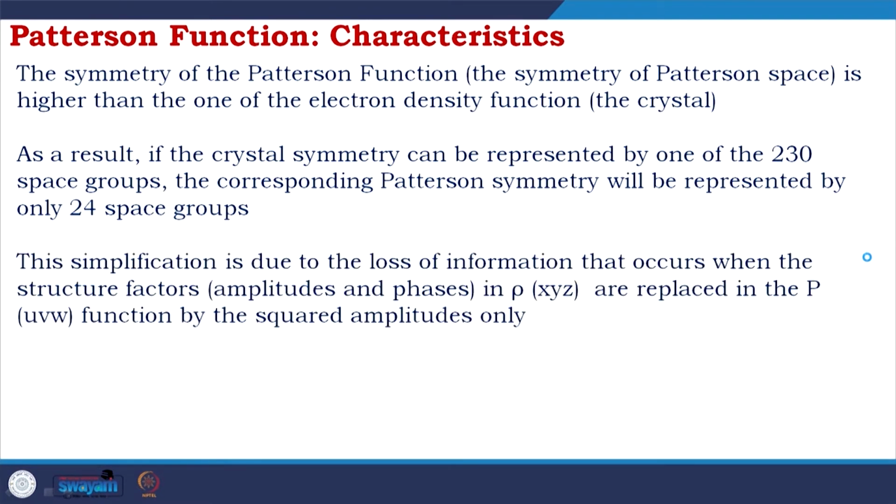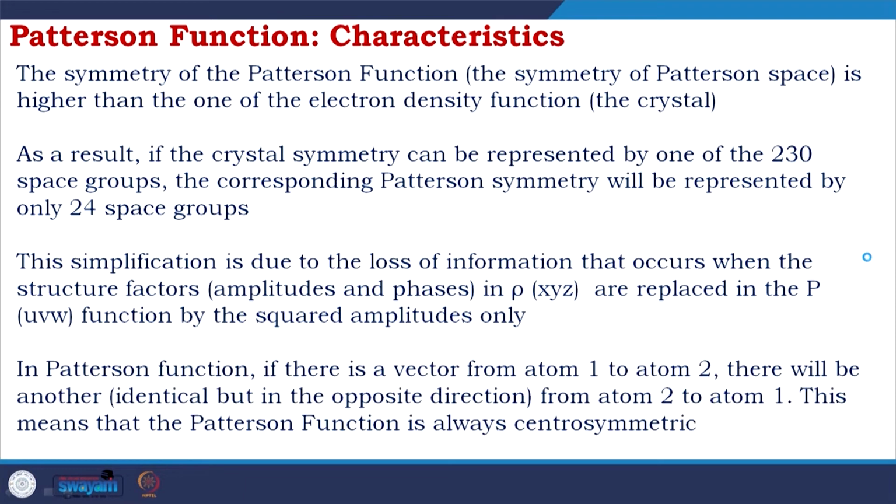This simplification is due to the loss of information that occurs when the structure factors in rho(x,y,z) are replaced in the P(u,v,w) function by the squared amplitudes only. Also, in the Patterson function, if there is a vector from atom 1 to atom 2, there will be another identical vector in the opposite direction from atom 2 to atom 1. This means that the Patterson function is always centrosymmetric.